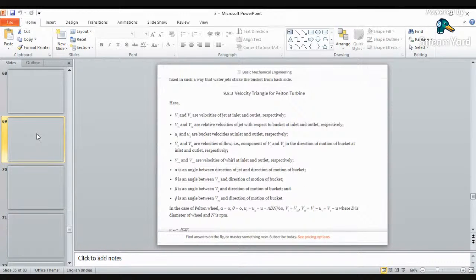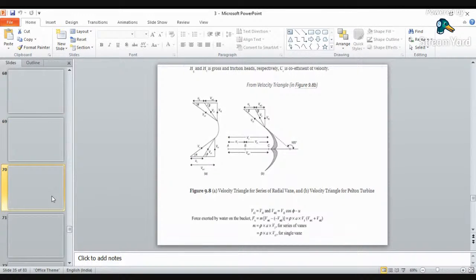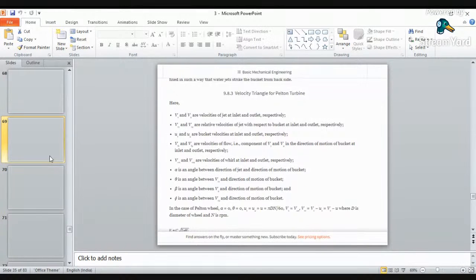So there are so many notations. V1, V2 are the velocity at jet inlet and outlet. See here, this V1 and V2 are the velocity of jet inlet and outlet. Then VR1, VR2 are the relative velocity with respect to bucket. Then U1, U2 is the bucket velocity. Then Vw1, Vw2 are the velocity components in the direction of motion.